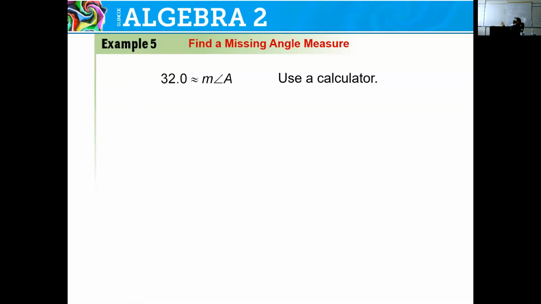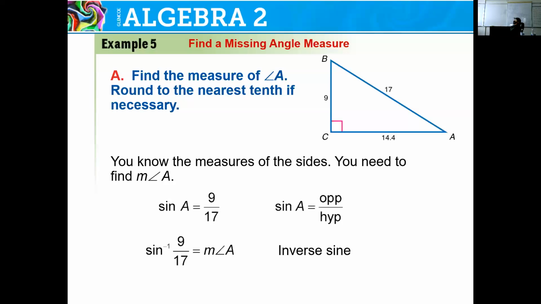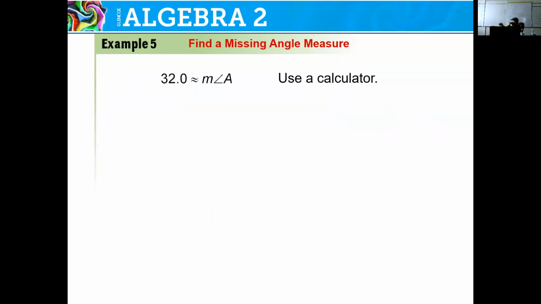If they asked us to solve this, what we have to remember about a triangle is that if we add up all the measures of each angle, they equal 180 degrees every time. We know we have a 90-degree angle. We now know we have a 32-degree angle, so those added up are 122. So our other angle, the measure of angle B, because C is our 90 and A is 32, would be equal to 58. That's just because if we add up all the angles of a triangle, they equal 180 degrees.